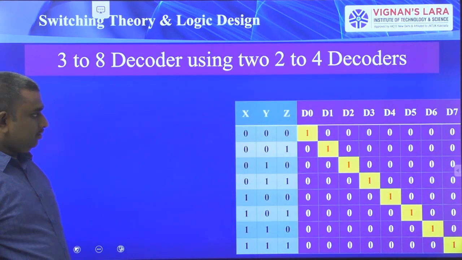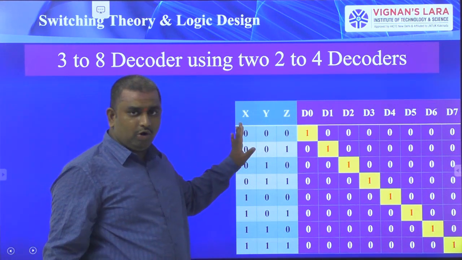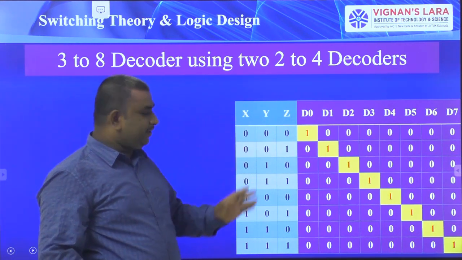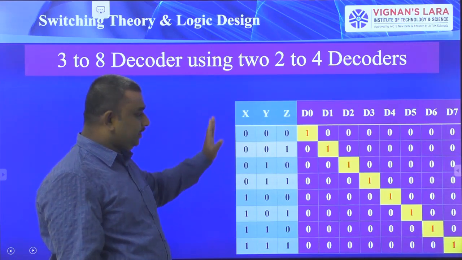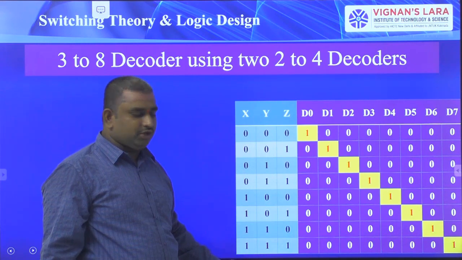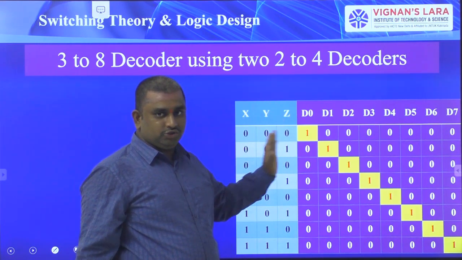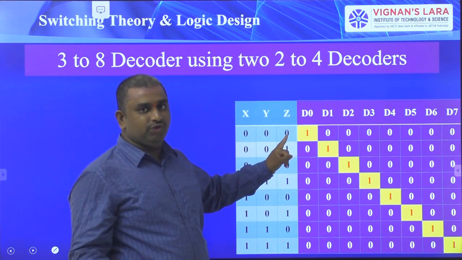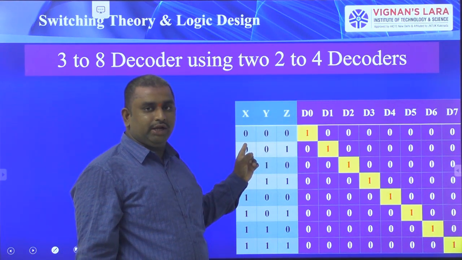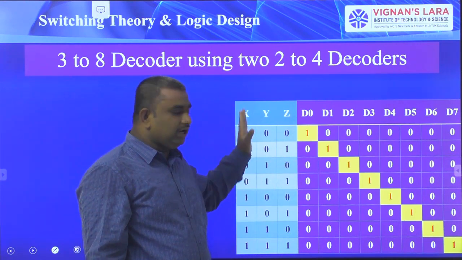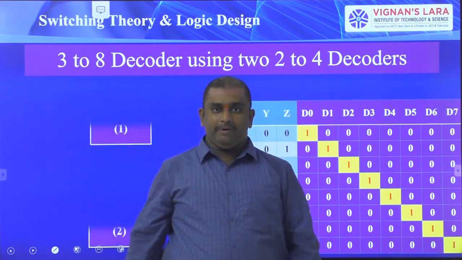See here, our decoder operation is normal, there is no change. Previously I had taken ABC, now I am taking XYZ. These are the maximum possible combinations of inputs, and each combination of input represents any one of the outputs. D0 is equal to X bar Y bar Z bar, and D1 is equal to X bar Y bar Z. Like that we have the 3 to 8 decoder operation.